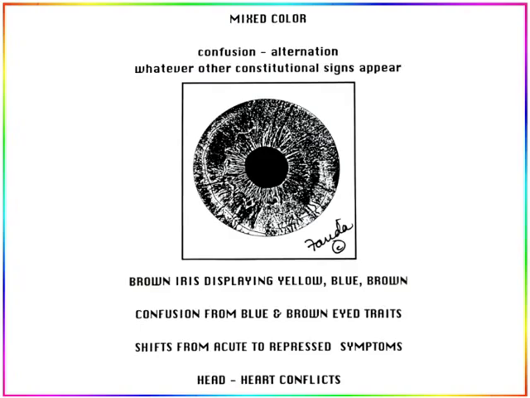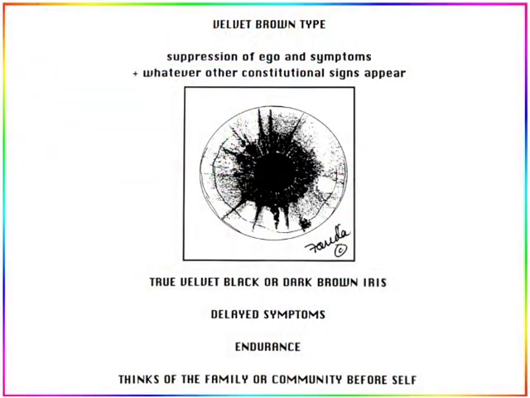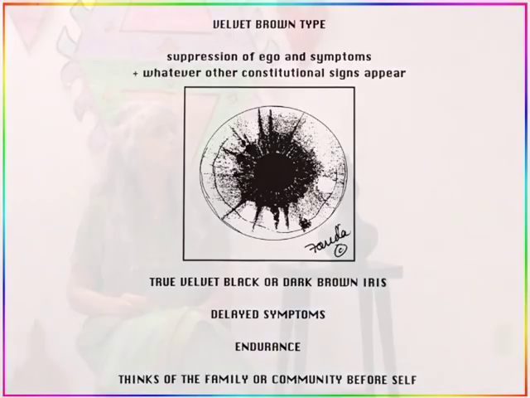And having been a multicultural person, having lived in Canada, having lived in England, having lived in India, and traveled a lot in many cultures, worked with many people from many different cultures, I really enjoy multicultural being. I just find that very enriching. And you can learn so much from watching how different cultures are. The velvet brown type. In the cultural system, there is more of a suppression of the ego, and along with that a suppression of symptoms. Delayed symptoms, endurance, things of the family or the community before the self.